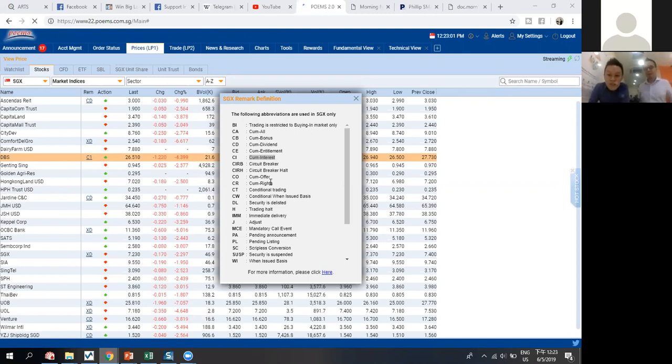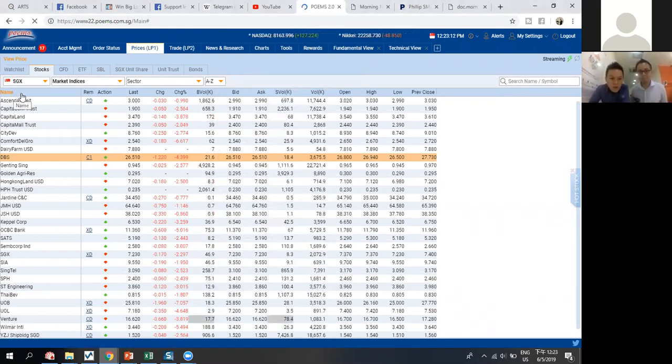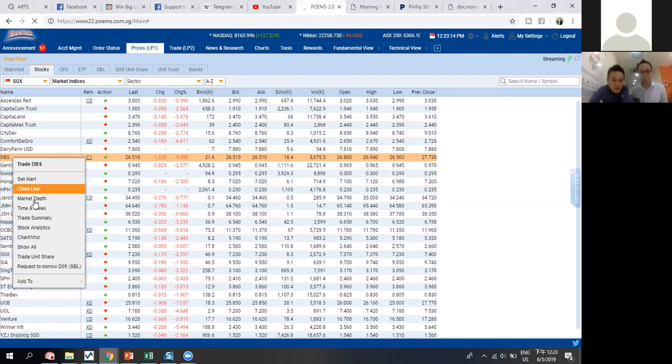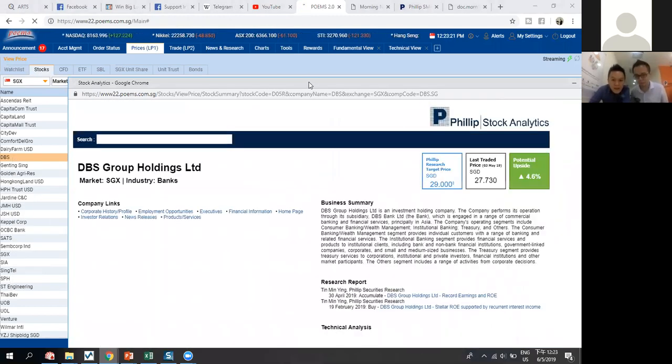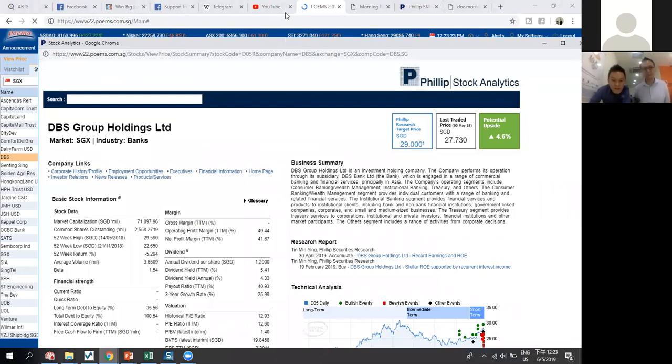Can we see the dividend payout ratio for the past 10 years? I think it's 5 years in stock analytics. How do we see that? Let's say DBS, and then we go to these stock analytics. Yeah, I think it's 5 years of data.